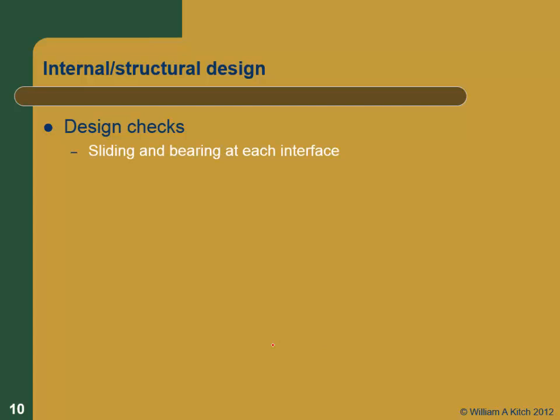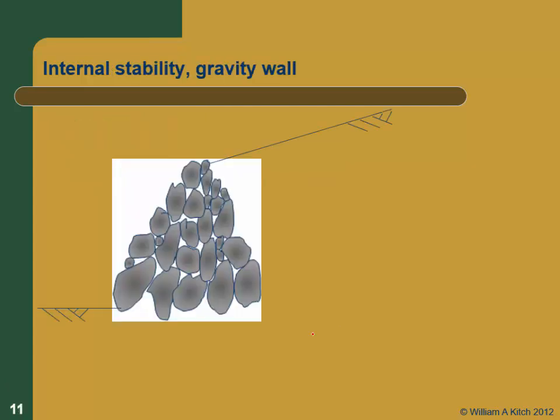For the internal design, we're essentially checking for sliding at the interfaces between the elements of the wall, and for bearing at the interfaces of the elements of the wall. And I'll show you what I mean. And then for these, there's always some structural capacity for these systems based on how they were designed. So there's some kind of a structural capacity check for each of the systems.